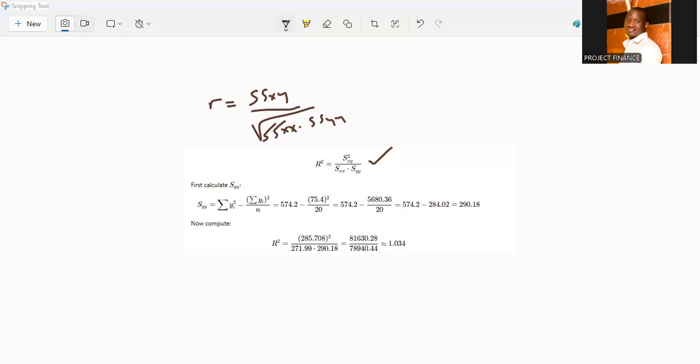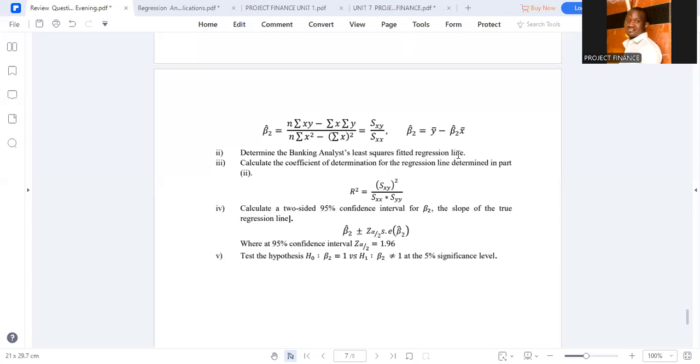So that is to do with question number what? Question number part 2. I'm being asked to find the regression line, the coefficient of determination. And now we want to calculate a two-sided 95% confidence interval for P0. So we're given this, and this is under estimation. When you're finding an estimate, you're finding a confidence interval.